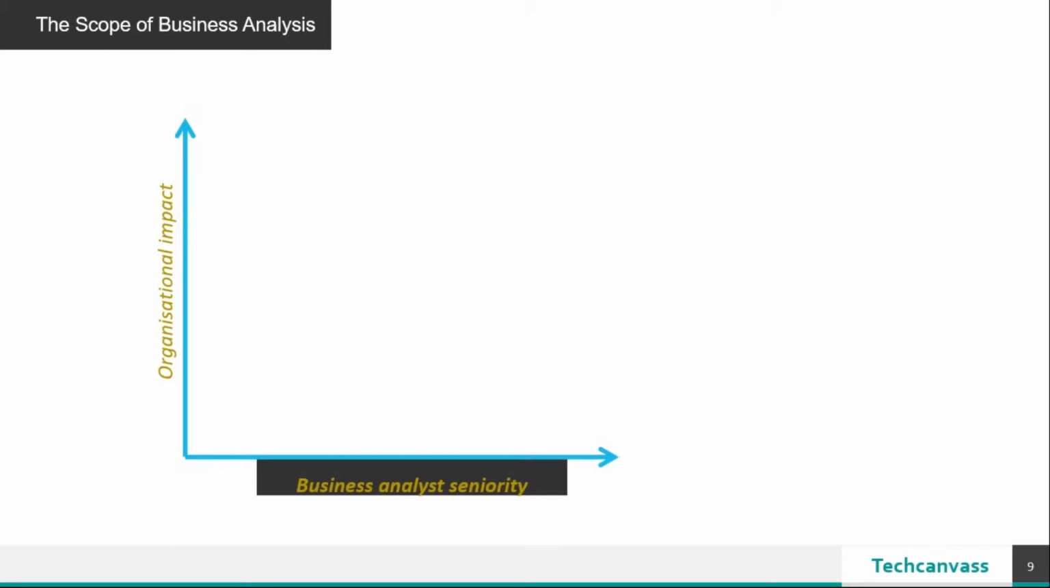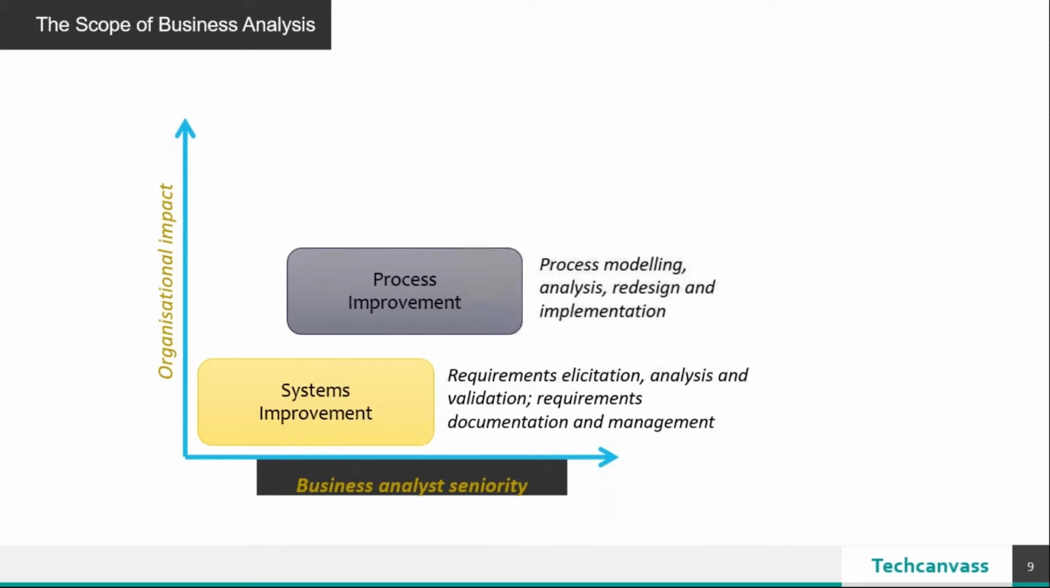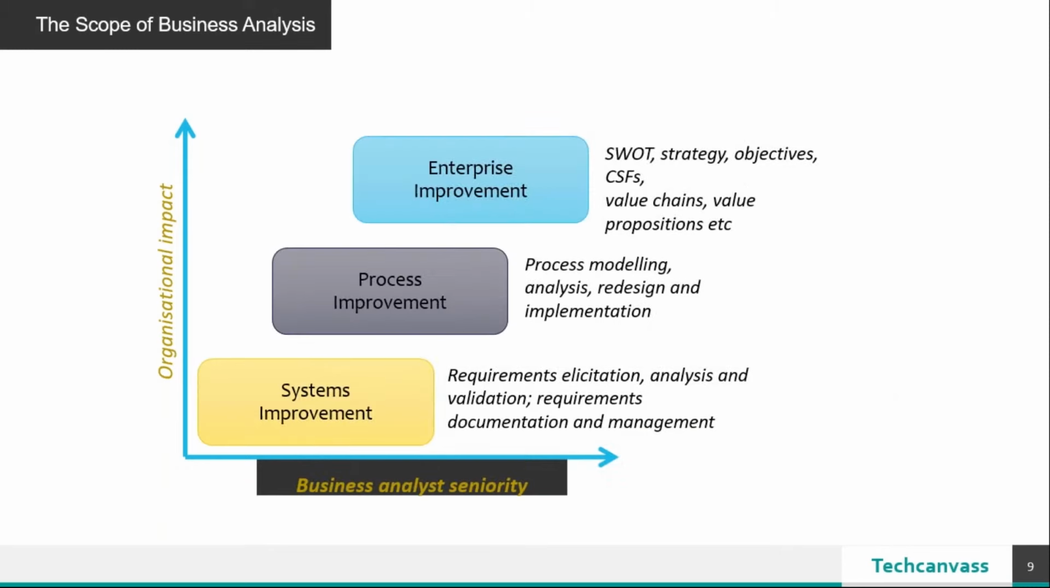Now, talking about business analyst seniority. When you start your career as a business analyst, you probably have just 1 or 2 years of experience, so at that time you are focused on system improvement. If you can see this graph, the x-axis talks about business analyst seniority, the y-axis talks about organizational impact, so how your skill sets are impacting the organization. When you start with system improvement, at the start of your career, you are given just one project to handle. So you're focused within that one project.